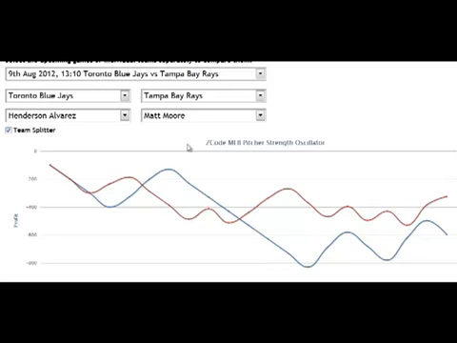His opponent, Matt Moore, is around break-even, and he's always hanging around this line. He won 2 games, but it's not clear if he'll win another one or not. So there's no clear sign in this game.